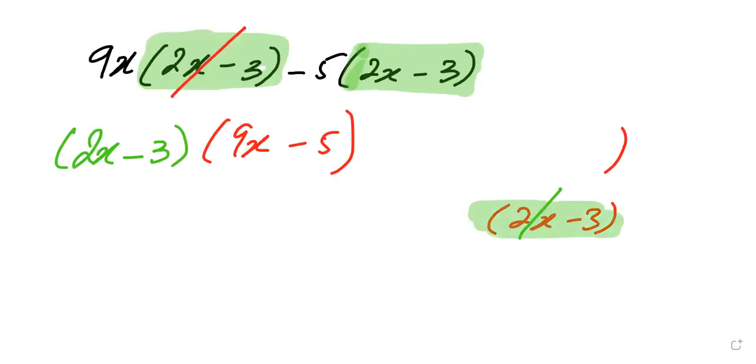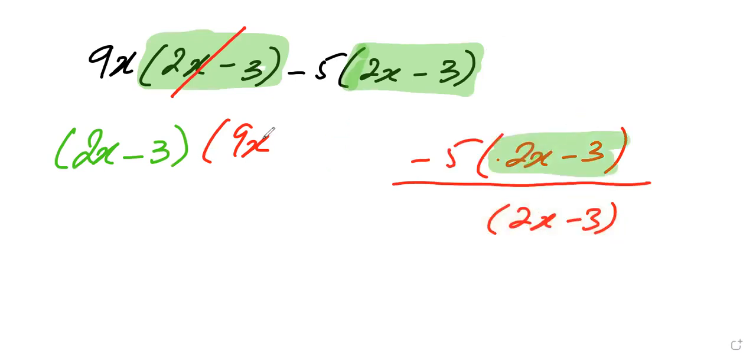Yes, Hamza, this one? Then now 9x and minus 5 are common, if you do it like that. Wait, what are you saying?